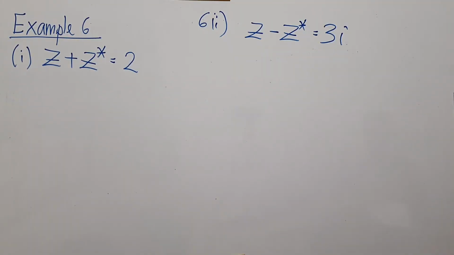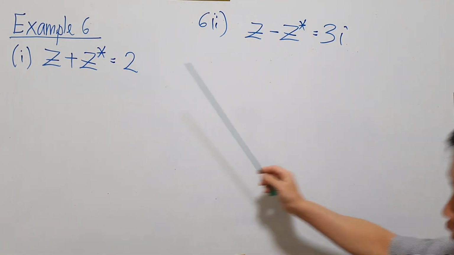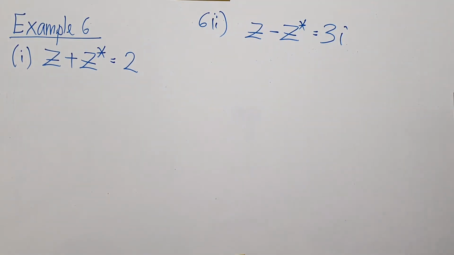In example 6, again, you are presented with equations. In part 1, you are presented with this, and in part 2, you are presented with this, and these two equations do not look like those standard ones that we learned before. Those standard ones we learned before include the circle, perpendicular bisector, and the half line. So these two equations do not look like any of them.